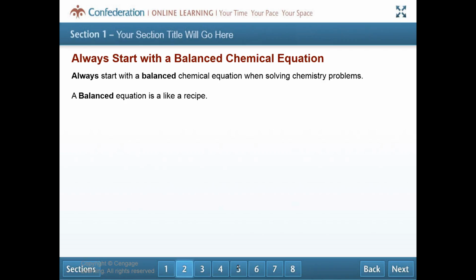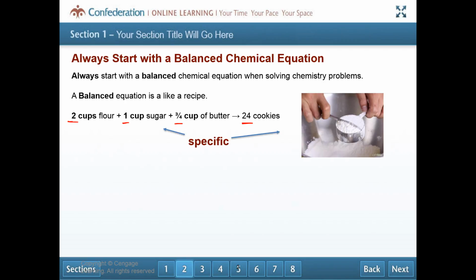Now, a balanced equation is a lot like a recipe. For example, you could have a recipe for cookies where you need 2 cups of flour, 1 cup of sugar, 3/4 cups of butter, and then that's going to make 24 cookies. So this would be like a balanced equation. It's really specific. It's telling us we need 2 cups, 1 cup, 3/4 cup, and then we're going to get 24 cookies. So it's really specific information.